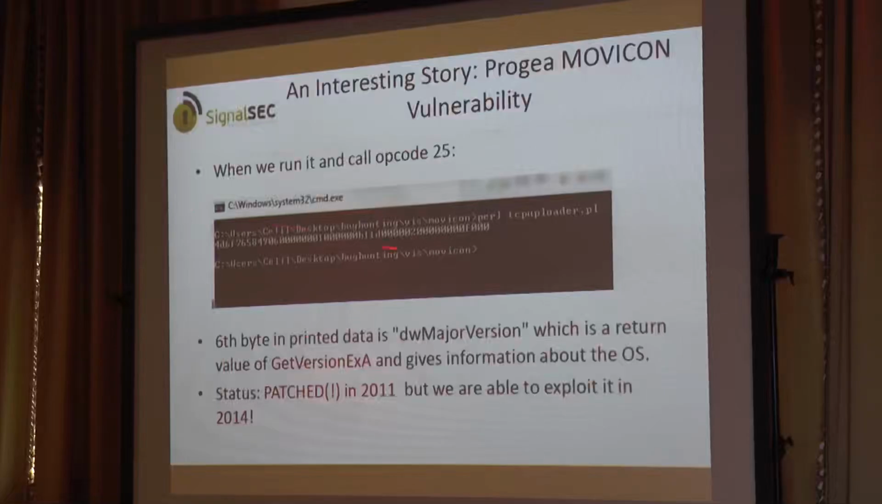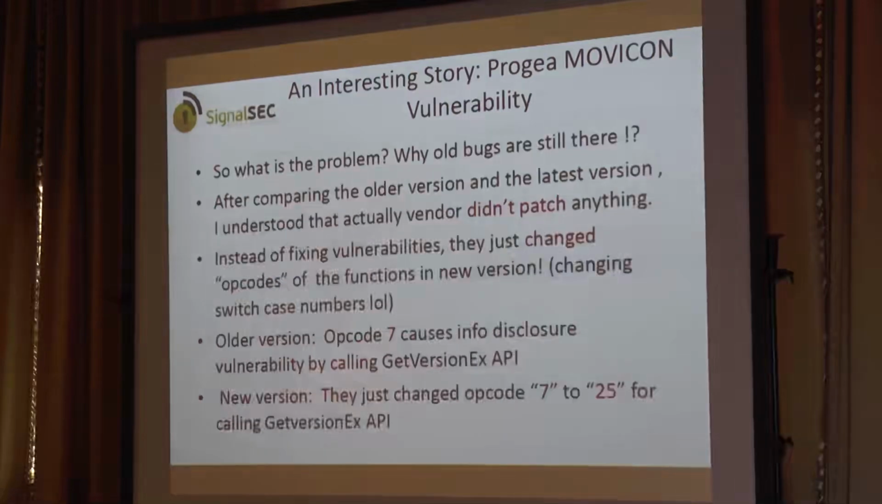As you see, these are the return values. For example, this 6th byte says it is the major version of the GetVersionEx API, and it gives information about the operating system. Is it Windows 7 or Vista? This kind of information. But as we said, they say we patched this vulnerability 2 years ago, but we are able to exploit it. So what's the problem here?